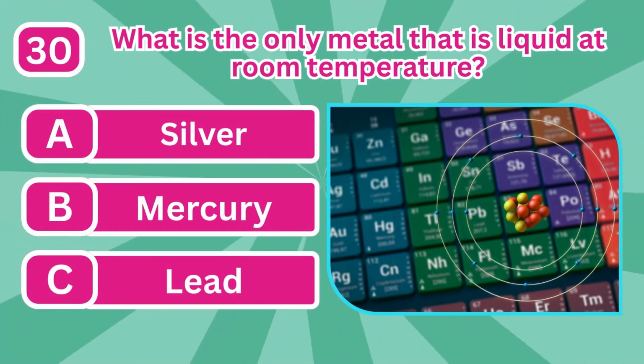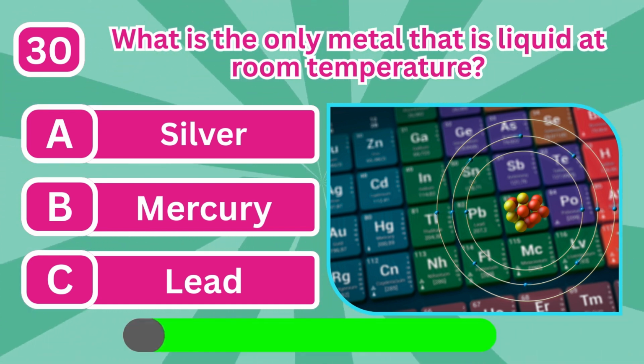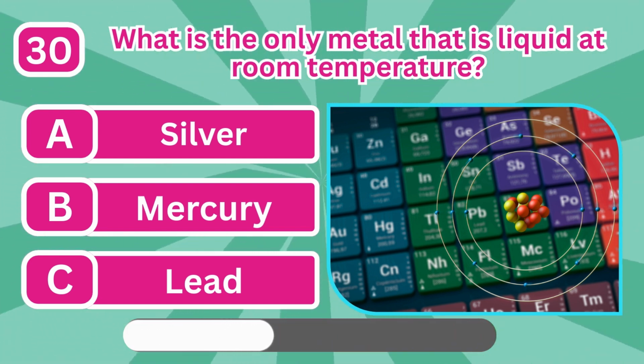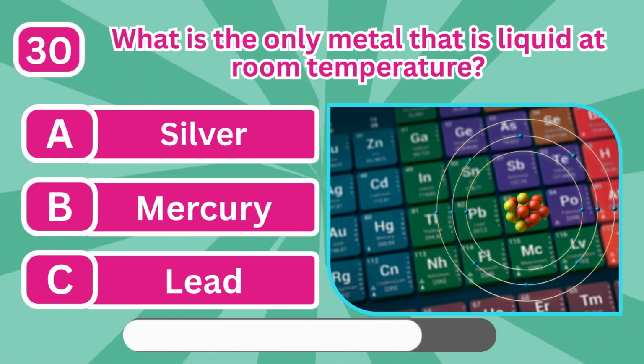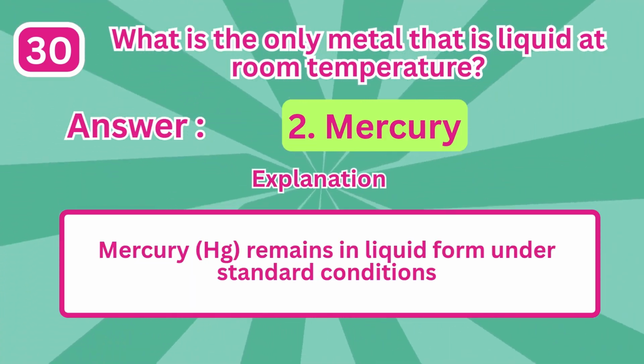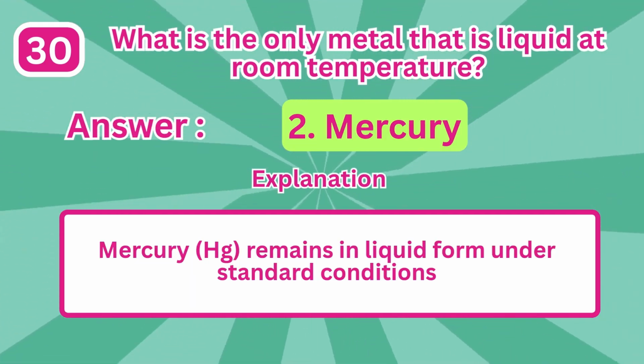What is the only metal that is liquid at room temperature? Two. Mercury. Mercury remains in liquid form under standard conditions.